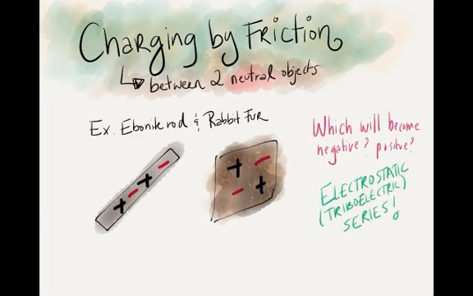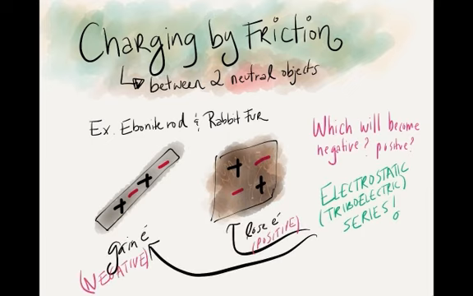If you're wondering which one will become negative and which one will become positive, you need to look at the electrostatic / triboelectric series chart, and that will help you determine which one will become positively charged and which one will become negatively charged. When you look at that chart, you'll notice the ebonite rod is more likely to gain electrons, whereas the rabbit fur is more likely to lose electrons.